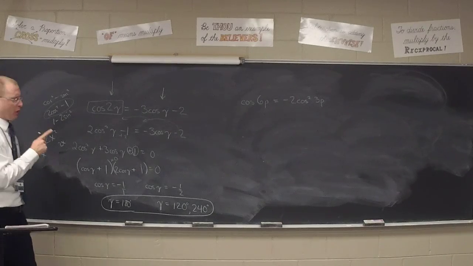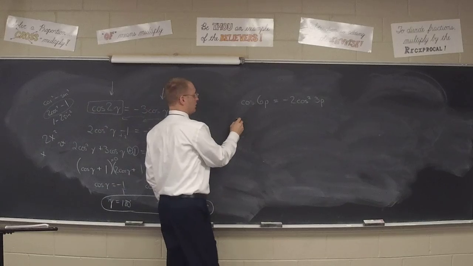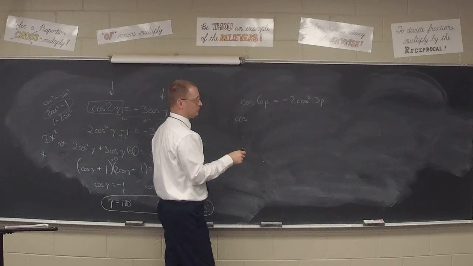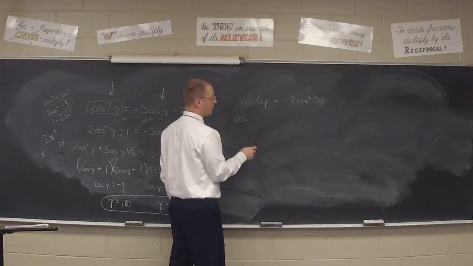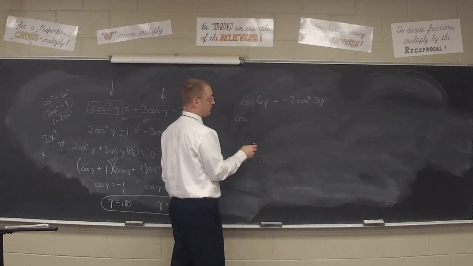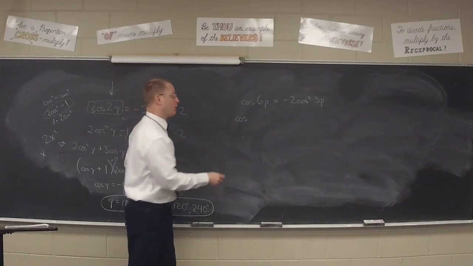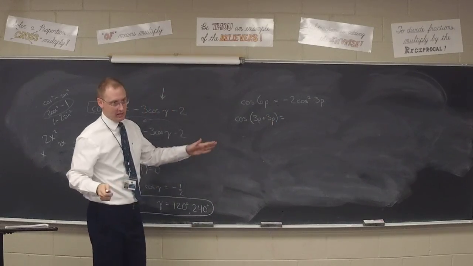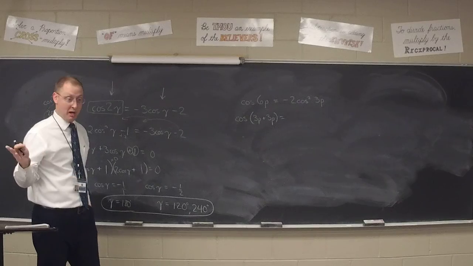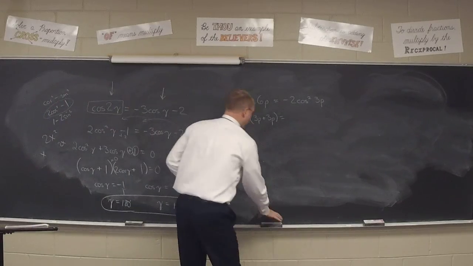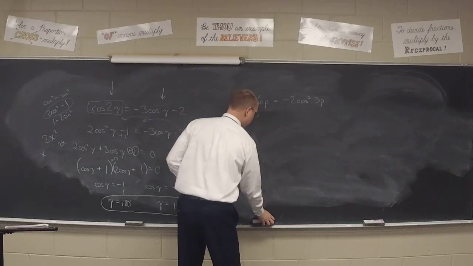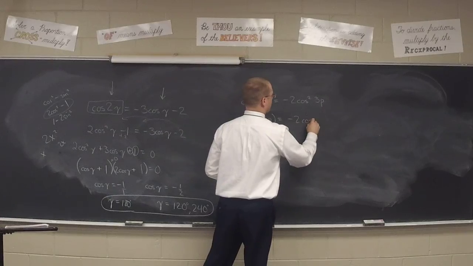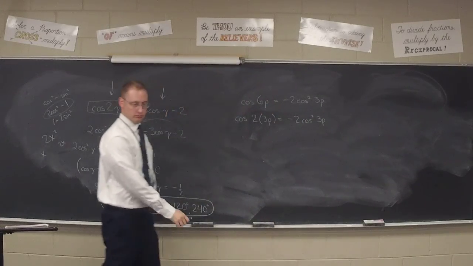How could I rewrite 6 rho in terms of 3 rho? Well, I can do 3 rho plus 3 rho, but then I'm stuck with cosine cosine, sine sine. Maybe there's a better way? Cosine of 2 times 3 rho. Yeah, 6 rho is merely twice 3 rho. So cosine of twice 3 rho equals negative 2 cosine squared 3 rho.